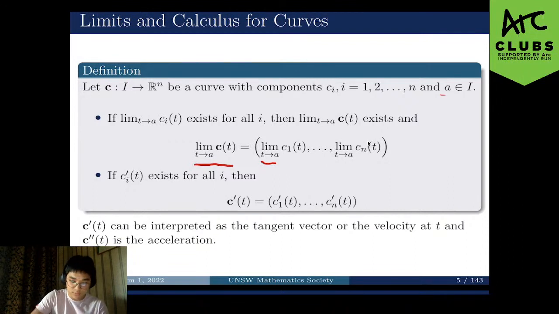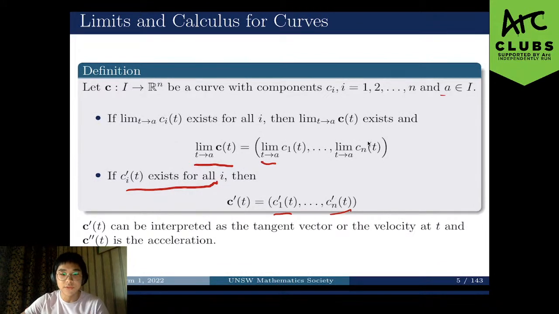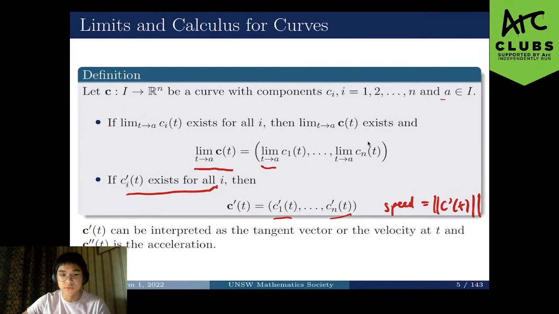A similar thing for the derivative of the curve. The derivative of the curve only exists if a derivative for every component of the curve also exists. So the derivative of the curve can be interpreted as the tangent vector or the velocity at t. And if we want the speed, that's a scalar value. So we just find the length of that vector. So speed is going to be equal to the length of this tangent vector or velocity vector. And the second derivative of the curve is the acceleration vector.